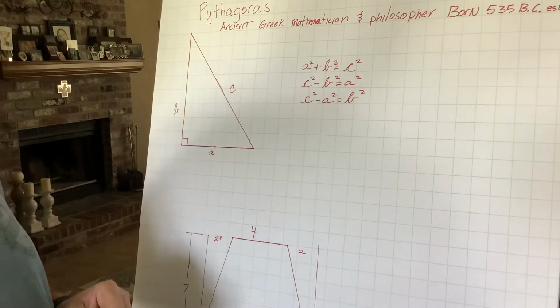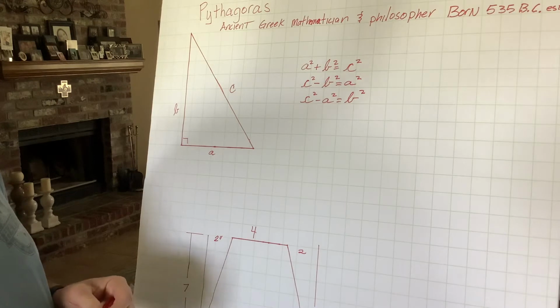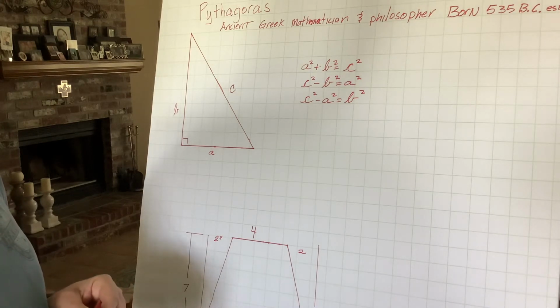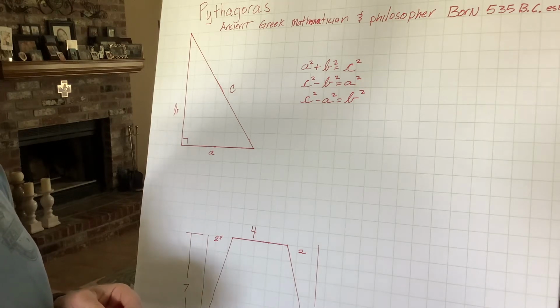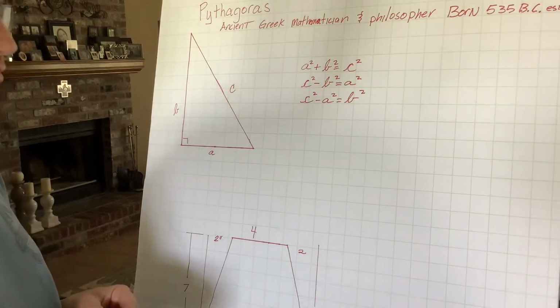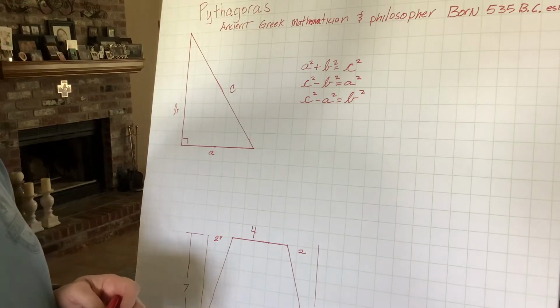Pythagoras was a mathematician born in ancient Greece in 535 BC. He was also a philosopher and taught Plato, Aristotle, and all the great philosophers from the ancient Greek area. He was influential in their lives and in the endeavors that they did.